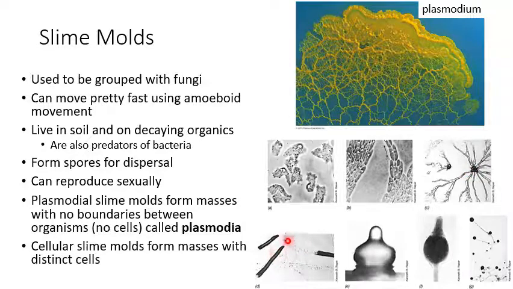Then here you have some pseudopods and the little trails that they've left as they're moving around on the agar. This is a fruiting body that they form as they're going to reproduce, and then they make these spores, and then here's a zoomed out picture of the spores.